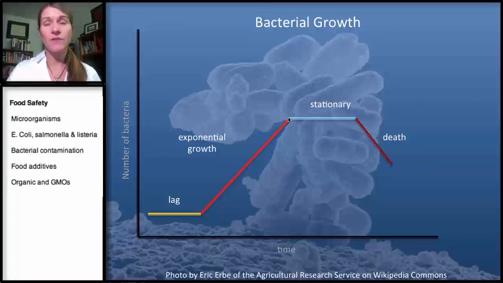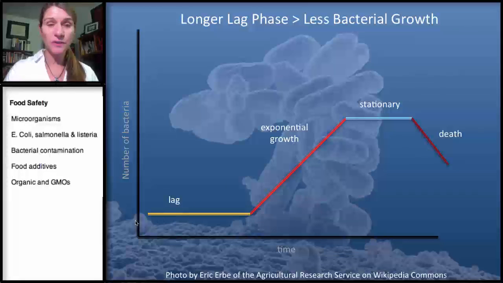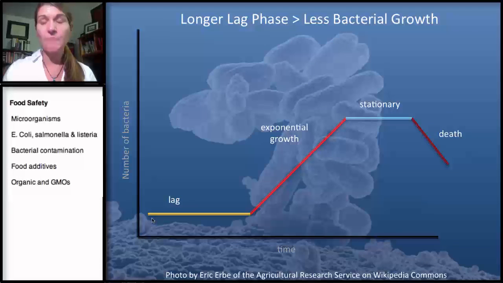Then there's a stationary phase where they're neither dying off nor doubling in size. The colony isn't growing. And then they'll die off. So this is just the natural phase of bacteria, whether they're bacteria that cause spoilage or foodborne illness. Now, what we want to think about is how to decrease the amount of doubling of this bacteria.